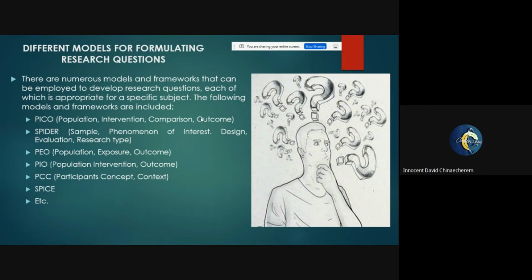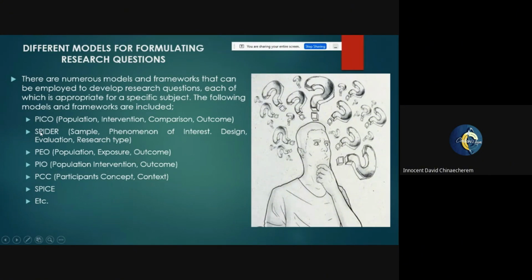So these are some of the elements that have shaped your thought process. And when you want to formulate that question, you will use a PICO framework to formulate it. I'm going to also demonstrate this.